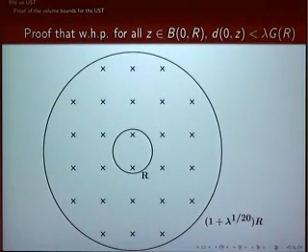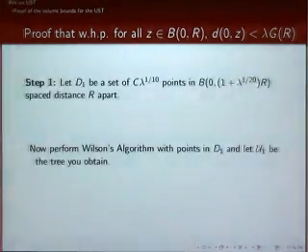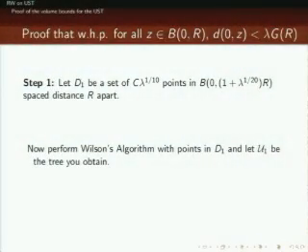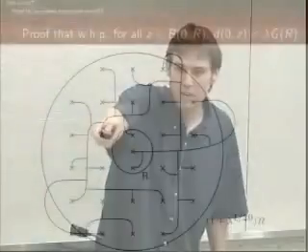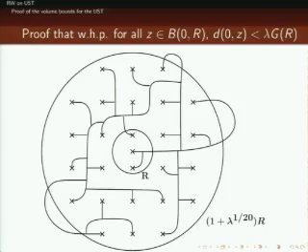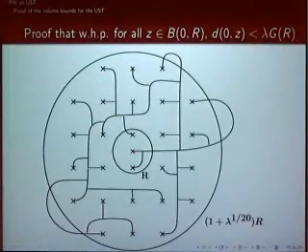We're going to look at a larger ball. In the first step, we just take some points that are spaced distance r apart. Then we perform Wilson's algorithm with those points, and you end up with some initial tree, which we'll call U1. You can do it in whatever order; you just choose these points to do your first Wilson's algorithm tree.